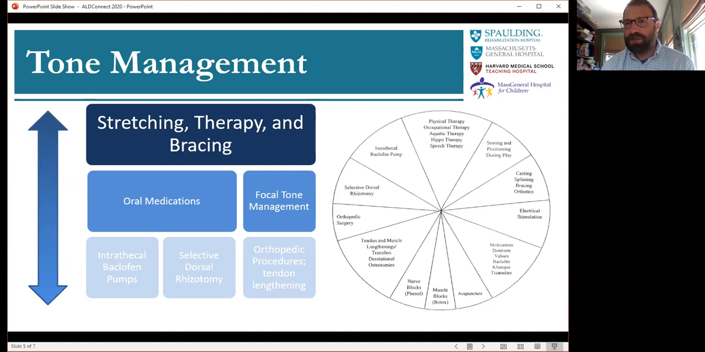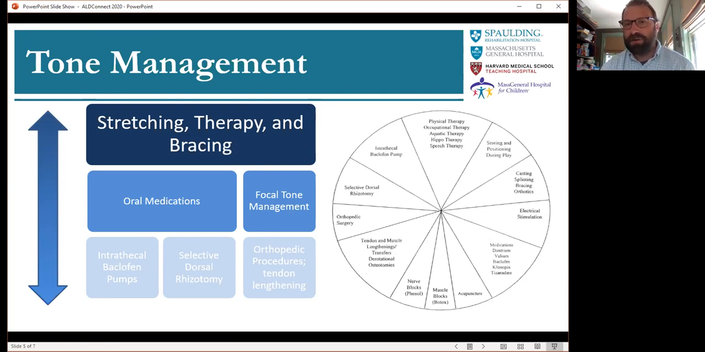That focal tone management can be really helpful at times, particularly when we talk about early on tone, and particularly in something like AMN where it's focused on the lower extremities, and we're not seeing really that global tone up into the arms, up elsewhere. And we may want to be a bit more specific about where we're affecting our muscles and not using something like an oral medication that may affect the entire system.